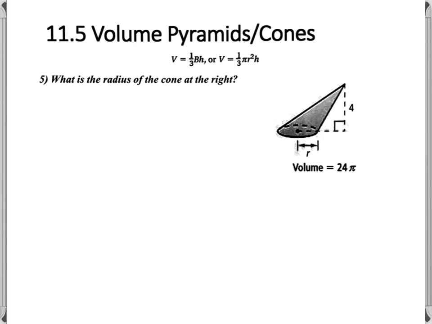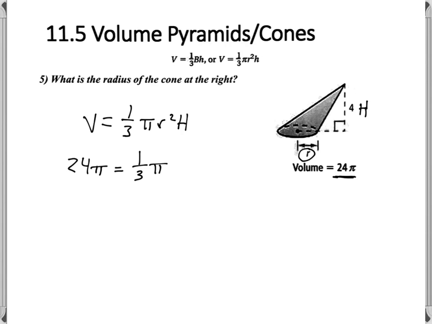In this problem, they're asking us to work backwards. They've given us the volume as 24 pi, we're looking for the radius, and we know that the height is 4. So that means we've got the volume equals 1/3 pi times the radius squared times height. So we're going to plug in what we know. We know 24 pi is the volume, the 1/3 is always there, the pi is there, and then our radius is what we're looking for, and our height is 4.